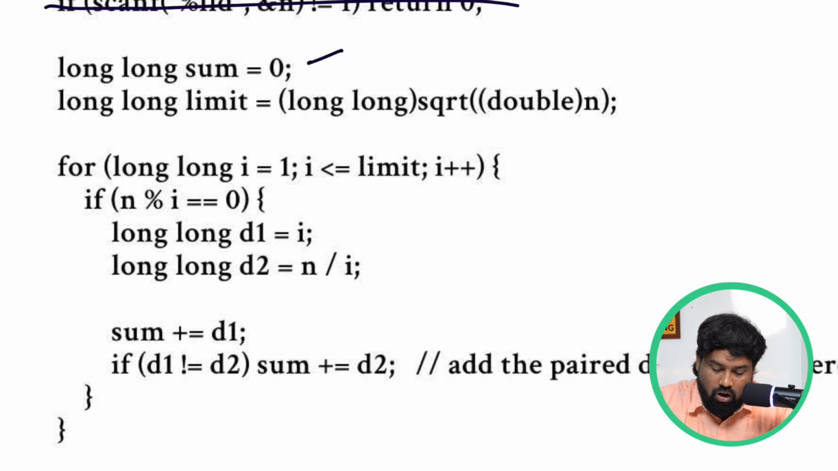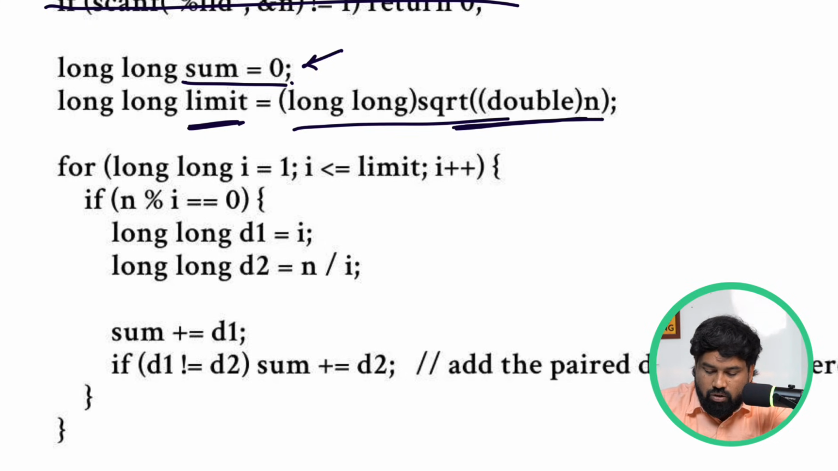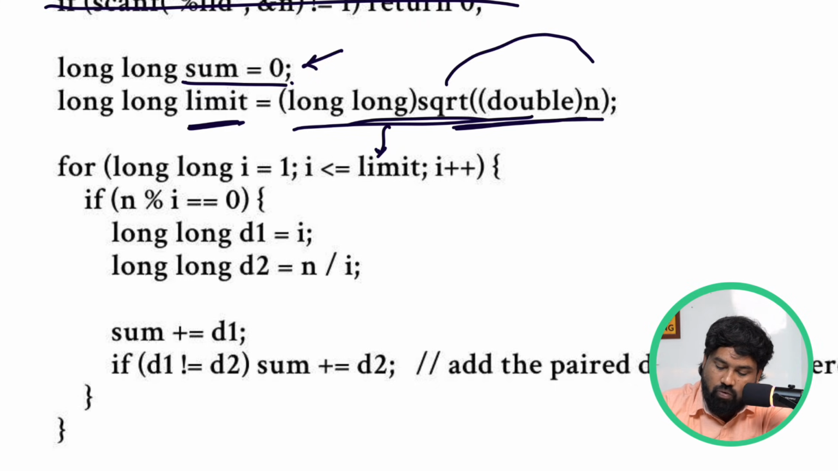I have taken long sum is equal to 0, which is nothing but we need to find the sum of the elements, right? For that, I have taken sum is equal to 0. And long limit is equal to long of square root of double of n, which is nothing but I am finding the square root of n and storing it to limit. You can also directly insert this in the for loop, but just for clarification I have designed it separately. I have found the square root of n and stored it into the limit.